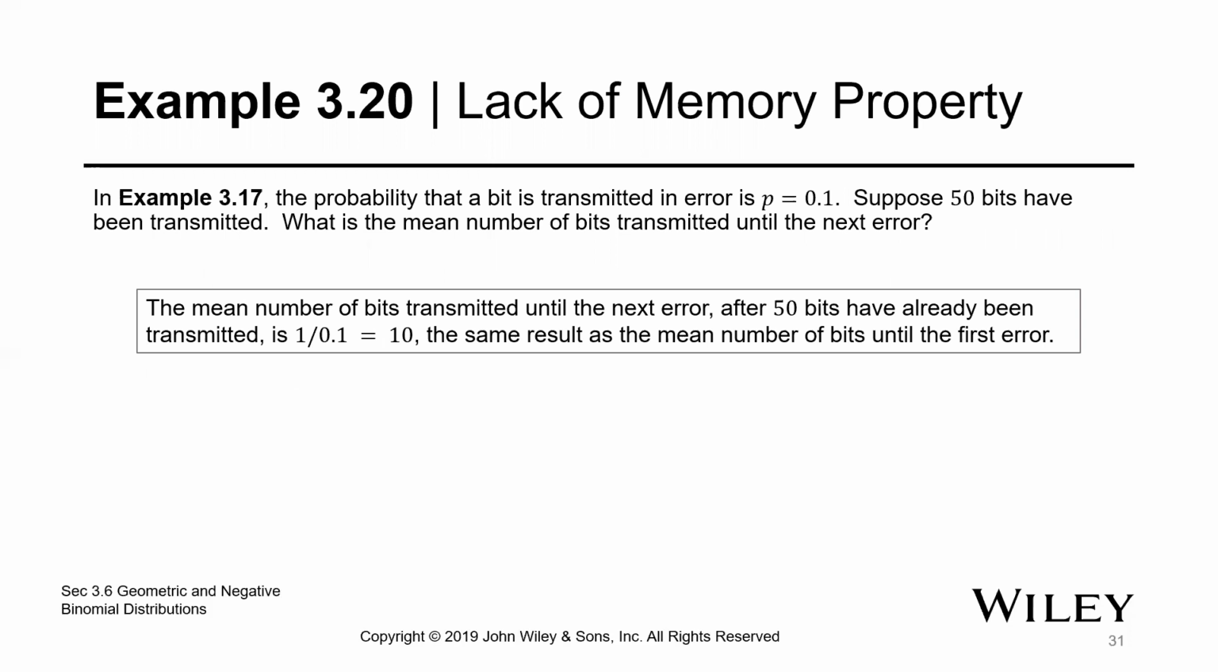So we would assume the mean number of bits transmitted to the next error is the same as 10. We would assume that it would be 3 more because of the probability. Same result as the mean number of bits after considering the system, because we assume that with the next 10, we assume 10 could happen before, but we don't know.